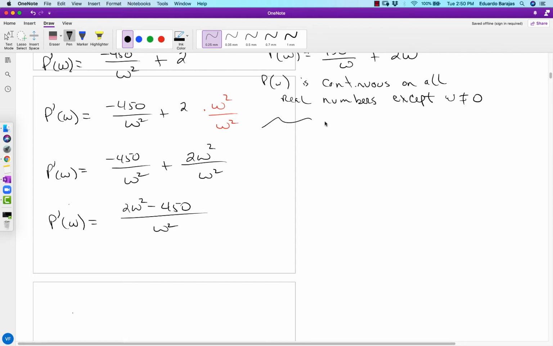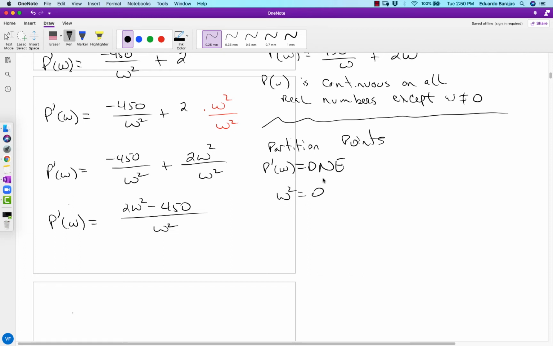So the partition points are going to come when the denominator is equal to 0, right? So P prime of W does not exist when the denominator equals 0. So when W squared equals 0, W equals 0 is one of the partition points. And also, another partition point will come when the first derivative is equal to 0. And in a fraction, that'll happen when the numerator is equal to 0. So that's when 2W squared minus 450 equals 0.